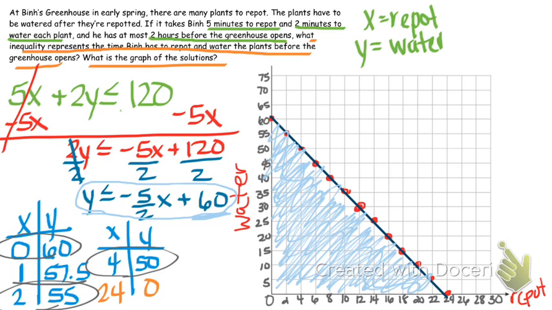Now, I didn't put arrows on either end of my graph. Why did I not put arrows? I didn't put arrows because y can only be less than or equal to 60, and x can only be less than or equal to 24. It can't be any more than that. So I'm limited. I can only go up to 24 and I can only go up to 60. I can't go any further. So that means the arrows are not there. My problem has constraints, all right? There are limits to what I can do.